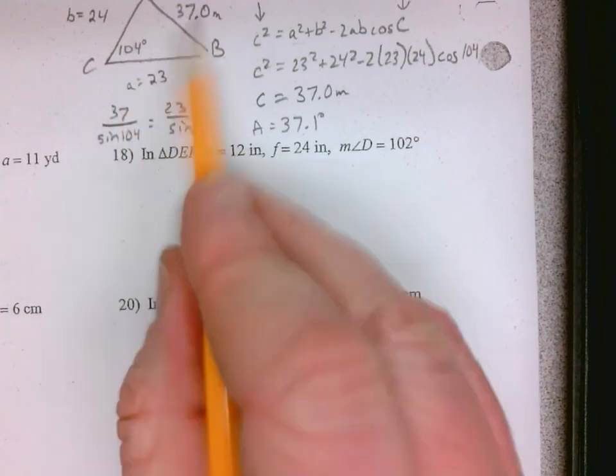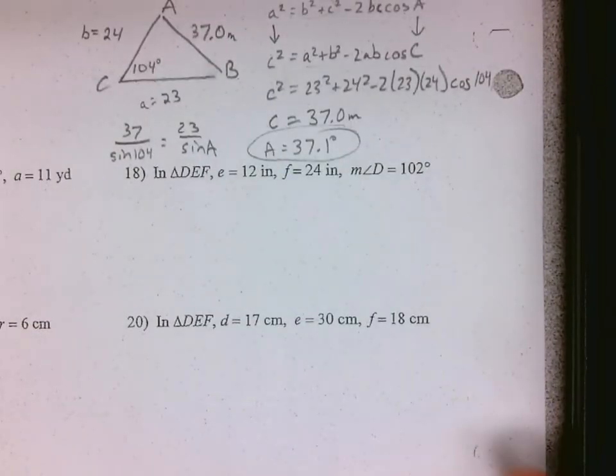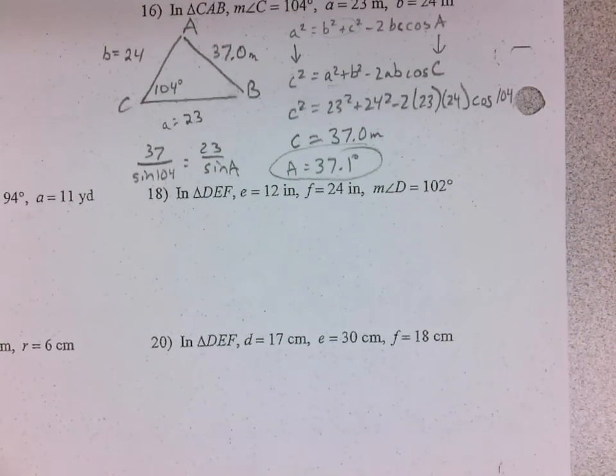We already have A and B. Now you can find C by subtracting from 180. So the cosine rule is a little more extensive. I'm going to make a different video so we don't run out of memory here.